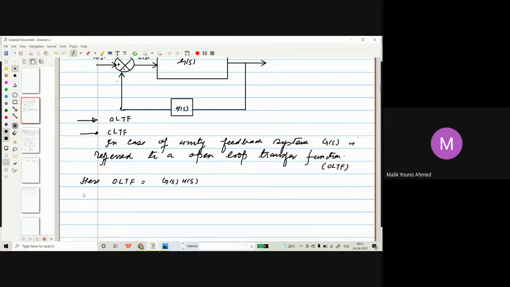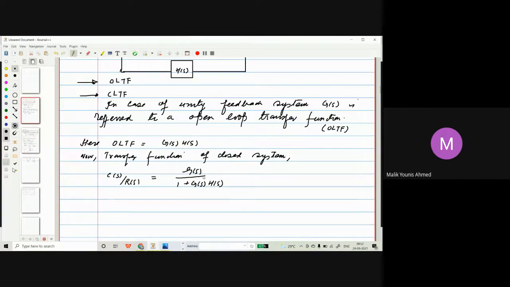Now, what is the closed loop transfer function? Transfer function of closed loop system, we know, just now we have written in the previous question, is G(s) divided by 1 plus G(s). This is a negative feedback we are talking about, positive will be negative. So this is the closed loop transfer function, from the above figure which we have drawn.